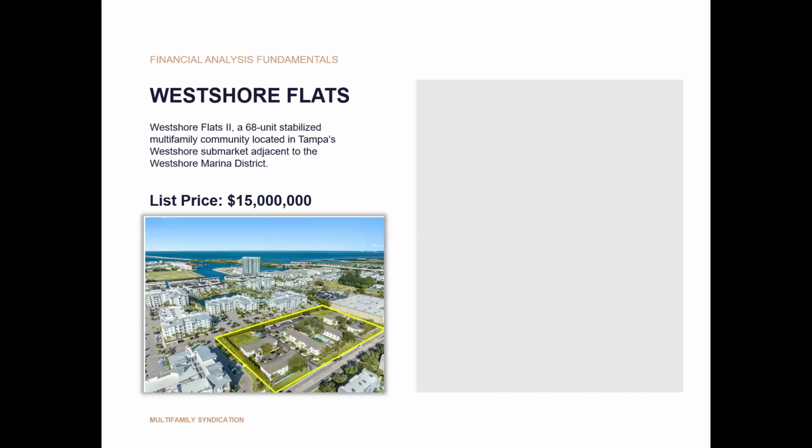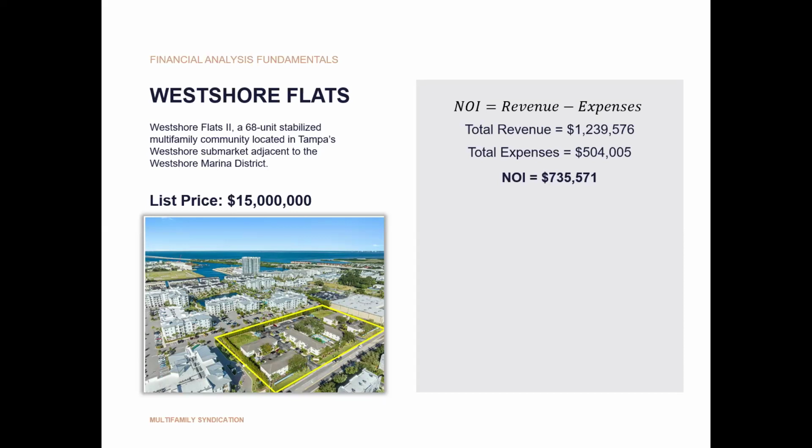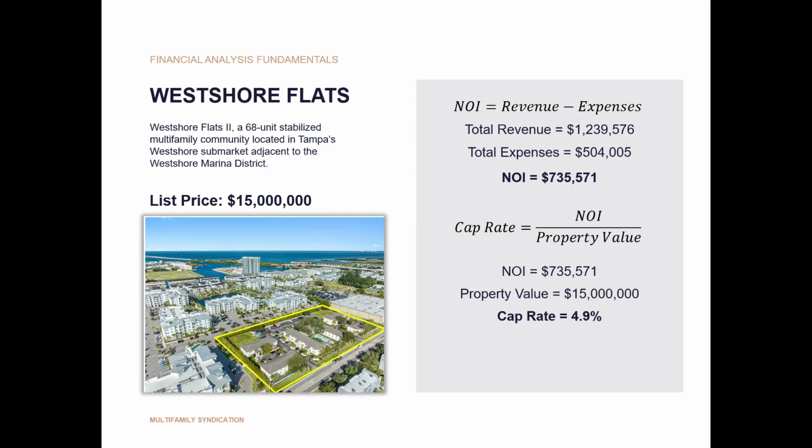Now I'm going to run through a very quick example of a property just to show how some of these metrics are calculated, starting with the NOI. Very simple. We just take the revenue, subtract the expenses, and that gives you net operating income. And now the cap rate: we can take the NOI that we just took, the $735,000 figure, and divide that by the current list price of $15 million. And that gives us a suggested cap rate of 4.9%.